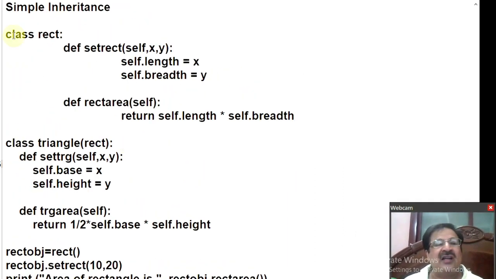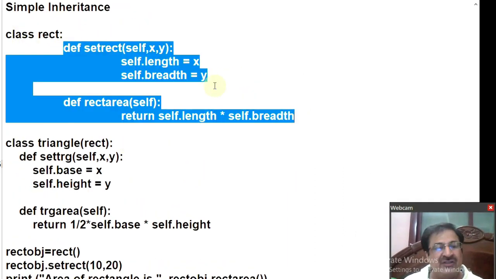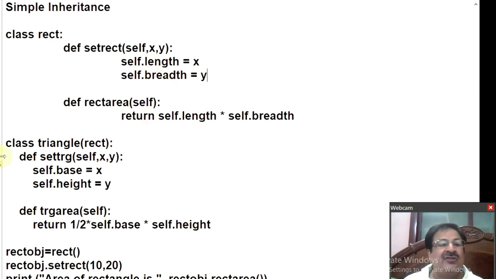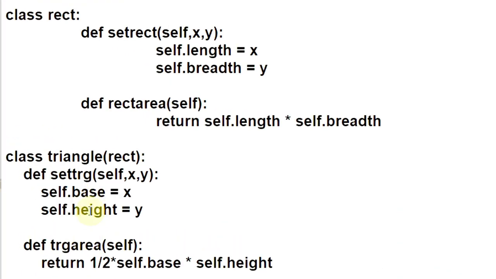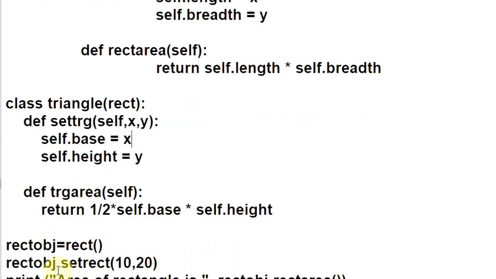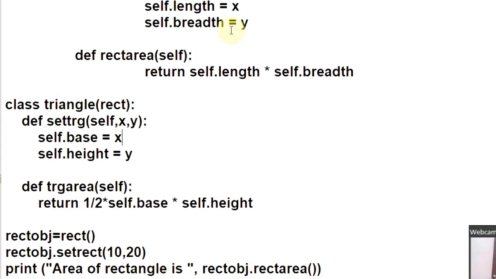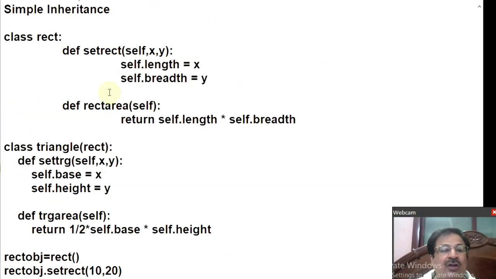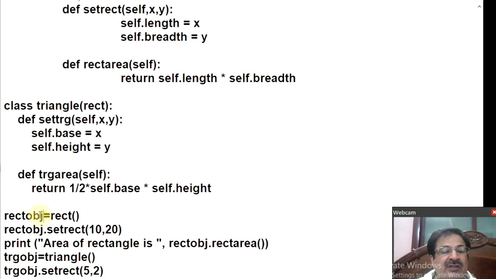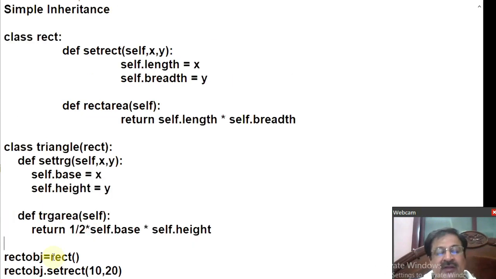Now see, this is the class rect which has 2 functions and 2 attributes, length and breadth. This triangle class is inheriting the base class rect. Now this triangle has 2 functions and 2 attributes, base and height. Now what will happen? The object of triangle class can access all the 4 functions and all the 4 attributes. Let's see how. See, this rect obj is the object of rect class. So this rect obj object can only access the attributes and functions of rect class.